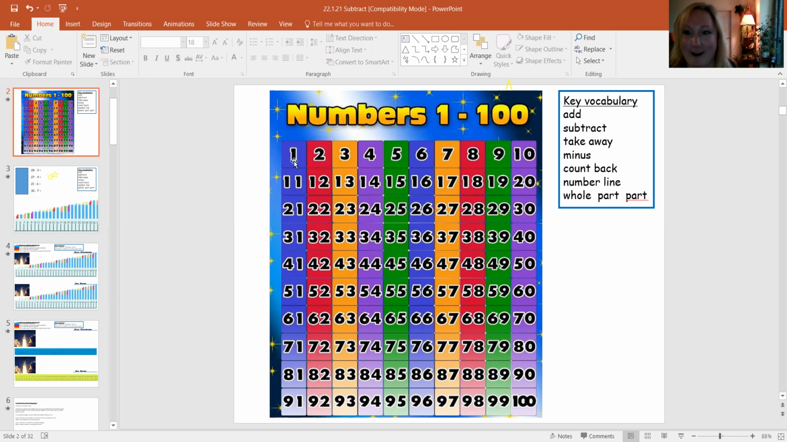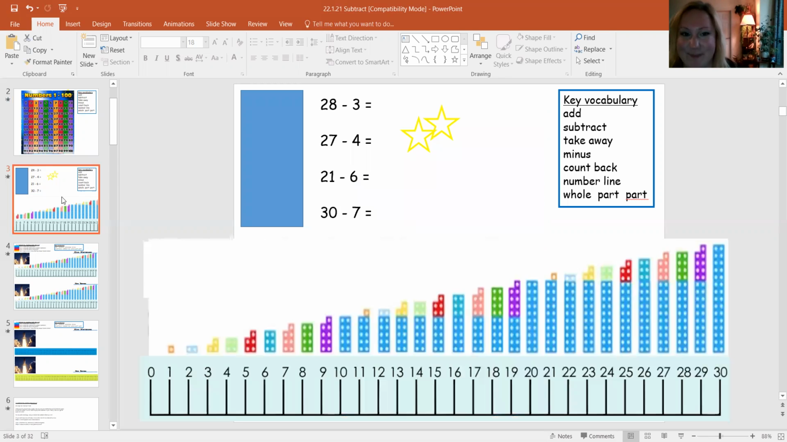Now, today, we are using the same vocabulary that we've been using this week. We're going to play a little game, and I'm going to get onto that in a minute. Our key vocabulary remains add, subtract, take away, minus, count back, number line, whole, parts. Let's have a look at our method. So we are going to be subtracting, but it's going to be a game. But before we get onto that, let's have a look at these.